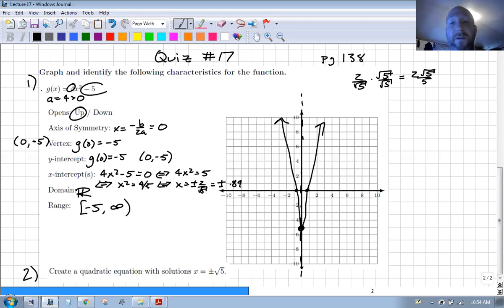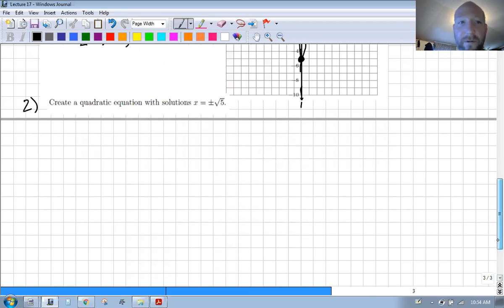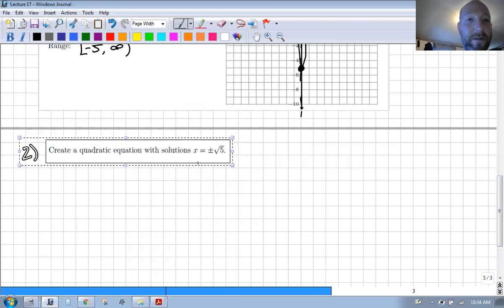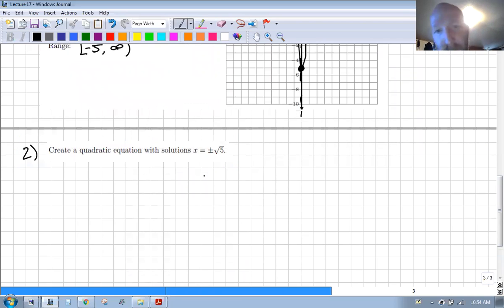So there you have your graph. Like I said, the 4 stretches it vertically, that's why it's skinny, and the -5 moved it down 5 notches. So now number 2, create a quadratic equation with solutions plus or minus square root of 5.